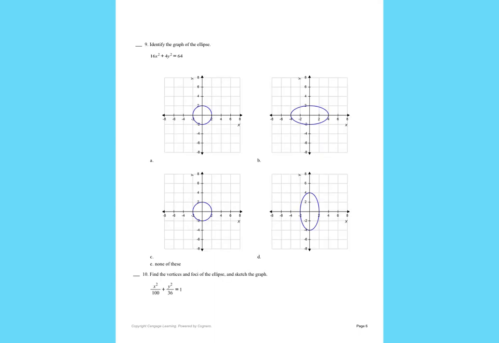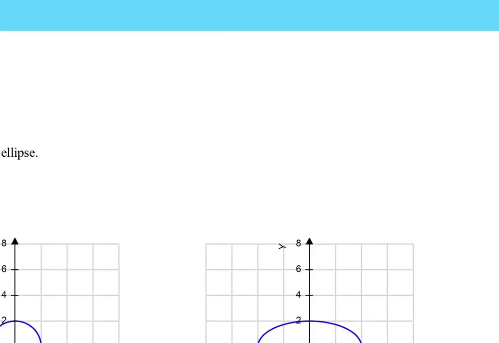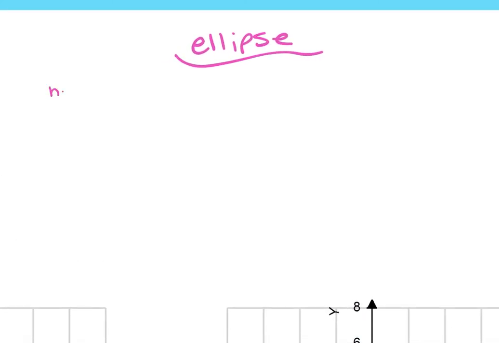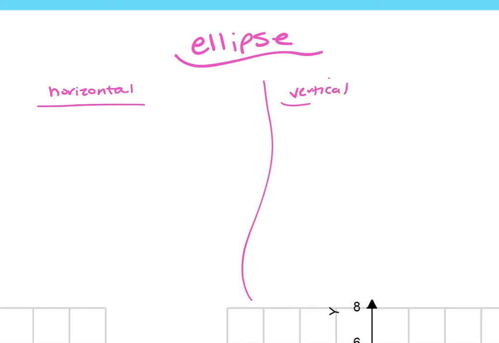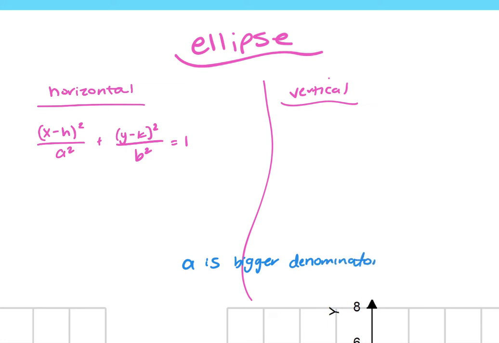All right, number 9. So we're on page 6. Number 9 starts the ellipses. There are 2 types of ellipse: horizontal, where it is wider than it is tall, and vertical, where it is taller than it is wide. So this is your oval-shaped conic. Horizontal, the x gets the a. a is the bigger denominator. So order doesn't matter with ellipses because it's a plus, but a is bigger. So if it's under the x, this is going to be wider than it is tall.